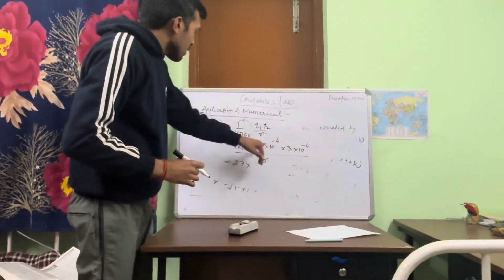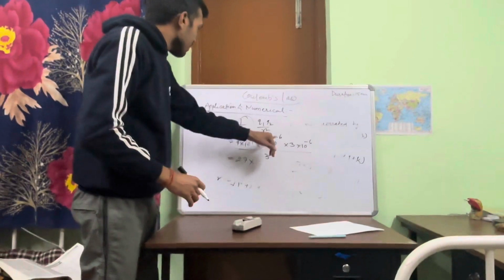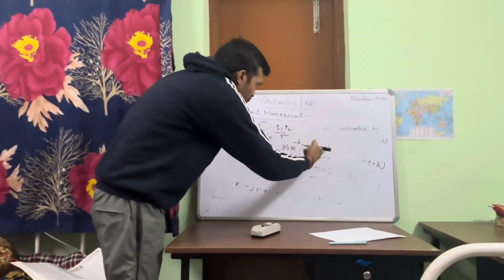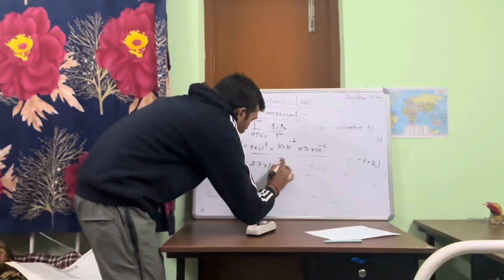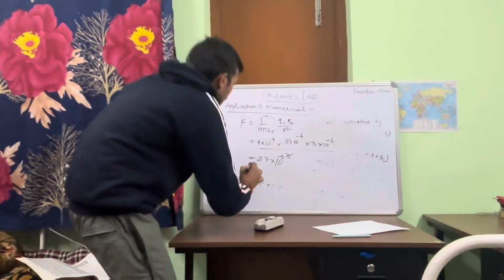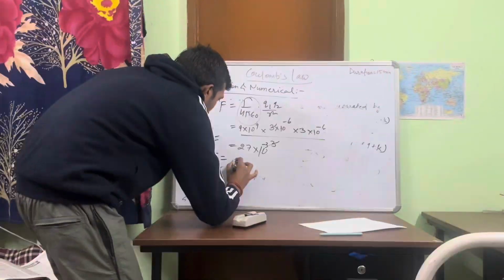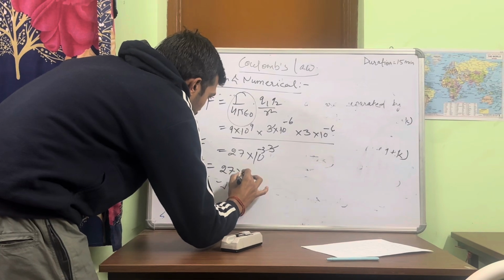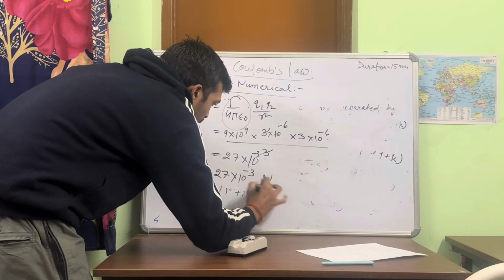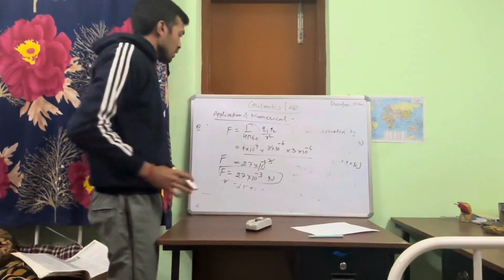So 9 times 3 is 27 into 10 to the power 9 and 10 to the power minus 6 gives 10 to the power 3, so now the value comes out to 10 to the power minus 3. So the force is 10 to the power minus 3 Newton. This is the final value you get from this formula.